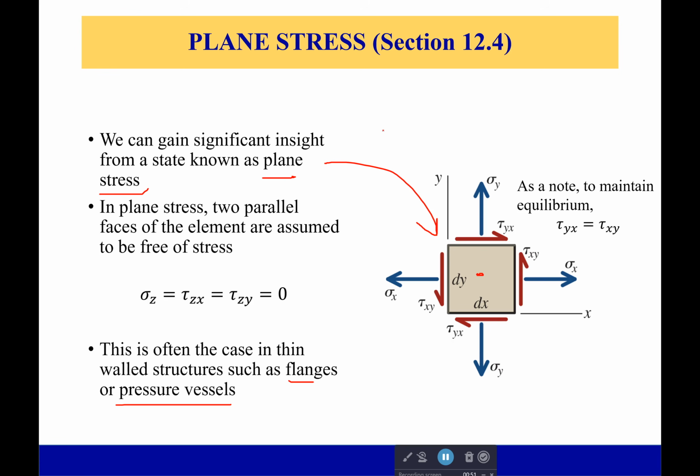Now, as a note, one thing you should also be able to see from this is that if we're going to maintain equilibrium for this stress element, this very, very small element, then all of your shear stresses have to be the same. So tau yx is equal to tau xy. Okay, that is one little key element here that you need to remember. Don't forget that.